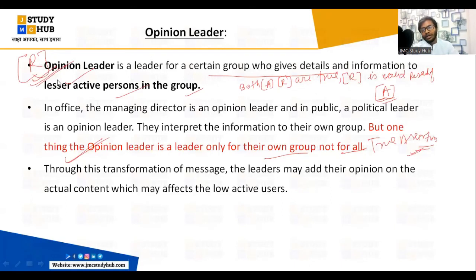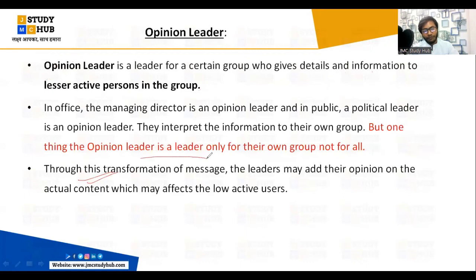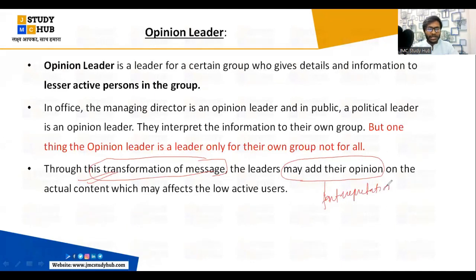So now in the third line, through this transformation of masses, the leaders may add their opinion. Okay. So that we were talking about the interpretation. वो ये चीज है जहां पर हम ये बात कर रहे थे कि ओपिनियन लीडर अपनी भी जो है अपनी थॉट की, अपनी आइडियाज का कुछ ना कुछ बायस्ड हो ही जाता है. So transformation of the message that leaders may add their own opinion on the actual content which may affect the low active users, right. सो यहां पर इंटरपर्सनल कम्युनिकेशन का पावर देखिए, ठीक है.